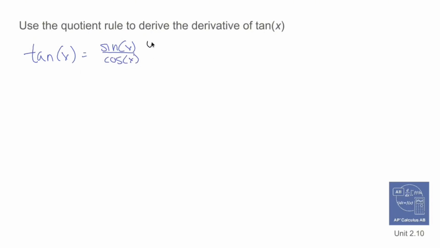So if I label u and I label v, the quotient rule would be the d/dx of u over v is u prime v minus v prime u, all over v squared. In other words, the derivative of the top times the bottom minus the derivative of the bottom times the top, all over v squared. So let's see what happens.